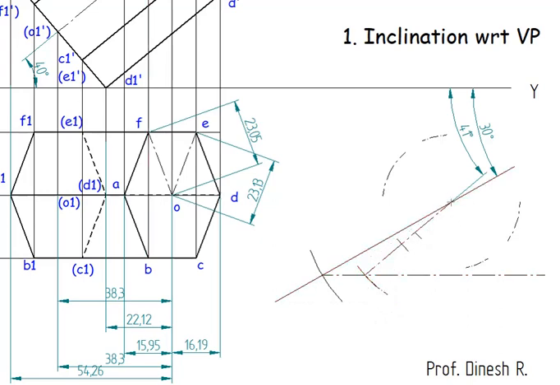Then I'm going to draw extending beyond this, because beyond the O1 point we have the A1 point. So from here, which is equal to 54.26. So again, an arc from the same point, I'll cut 54.26.